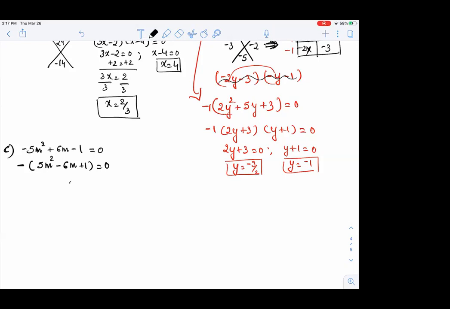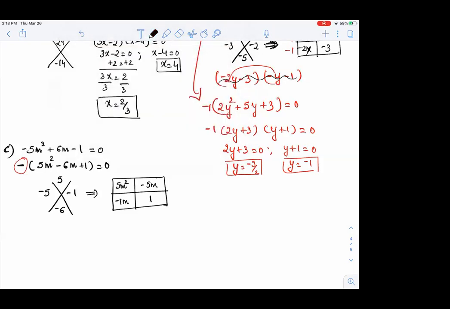Now we are going to do the A times C method, which is 5 times 1, which is 5, negative 6. So the factors are going to be? Negative 5 and negative 1. Very good. And transferring that into the box, we are going to keep the negative outside. So I'm going to take 5m squared as the first one, 1 as the last one, negative 5m, negative 1m. Now remember, I'm keeping this negative here.